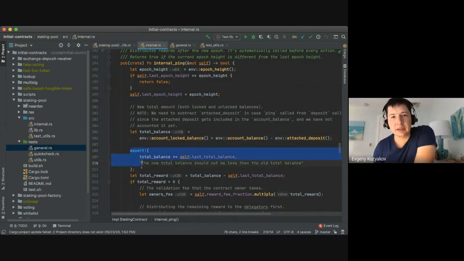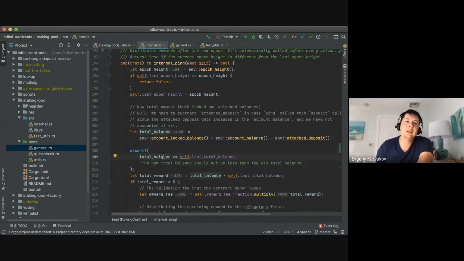We verify this is the assert that the total balance is more than the previous total balance. This is an invariant that the staking pool requires. And there was a bunch of stuff on testnet that happened to fail this invariant because people still had an access key on the same staking pool. And when you have it, you spend the balance for gas, and you may decrease your total balance without acquiring a reward.